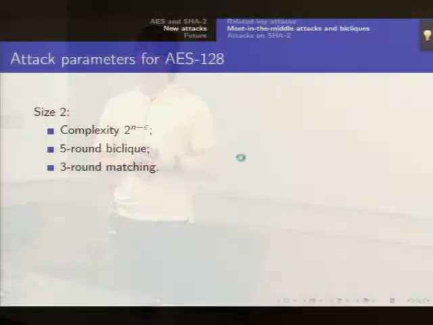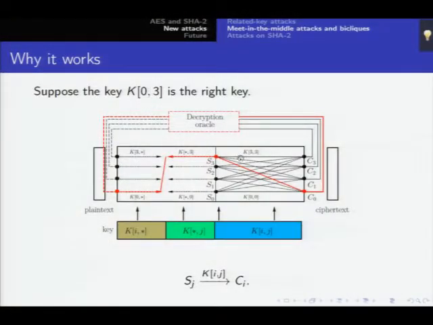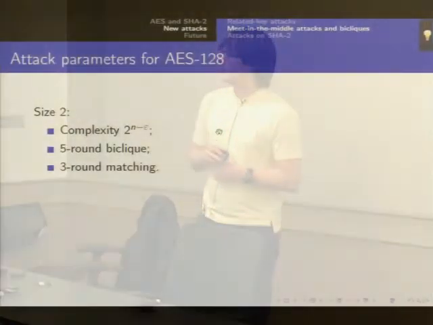So summarizing, the biclique construction helps me to test many keys with small amortized complexity, and it allows me to run meet-in-the-middle attacks on many more rounds than was possible originally. So originally, it was possible to run meet-in-the-middle attacks on 3 or 4 rounds of AES, and we found how to construct a biclique for the remaining, say, 4 rounds. That gave us a new attack.